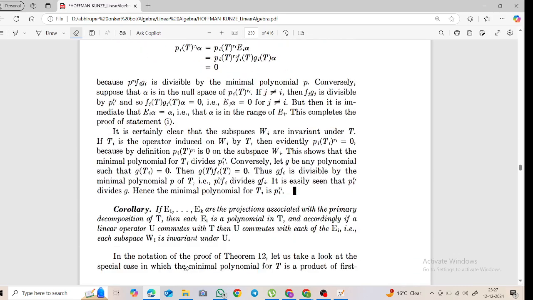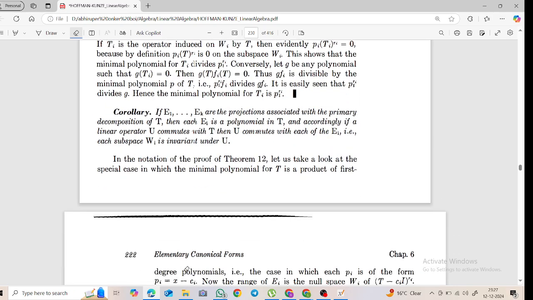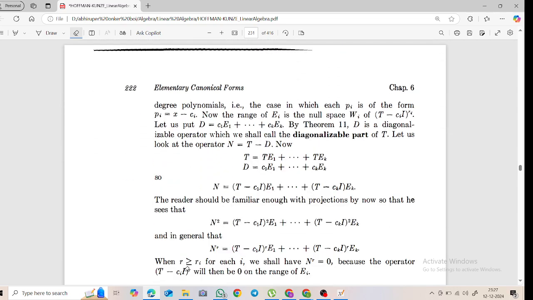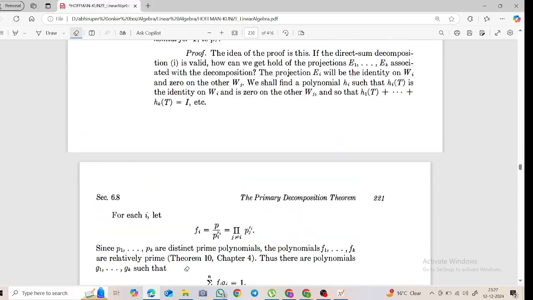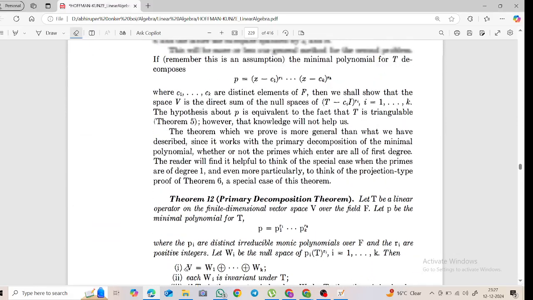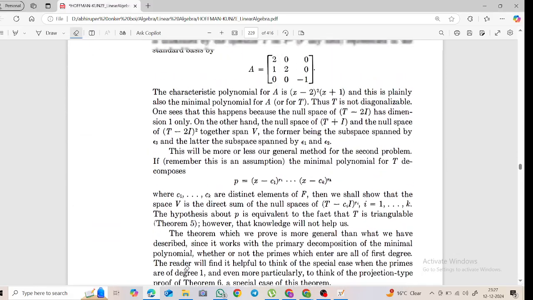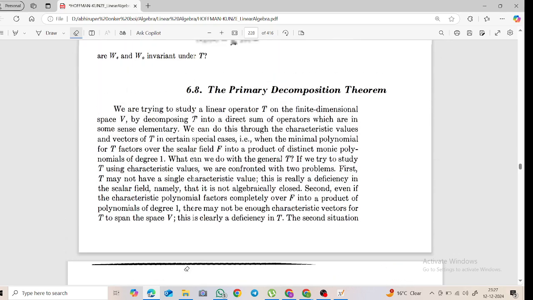How long is the proof? No, not much. Okay, I will give you 2 minutes to read this discussion. Here it is, just this discussion.